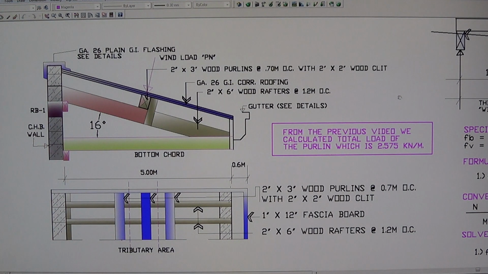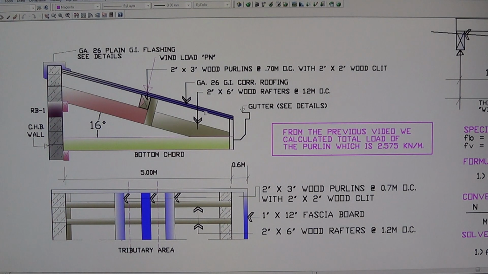And finally we've done all the calculations of the load of the Purlin. Now we are ready to design the size of this Purlin here. The Purlin already has the size 2 by 3 inches wood, but we have to make sure that this Purlin is capable of carrying the load, especially the wind load. The design wind load that I use here for this wood roof truss is 250 kilometers per hour.